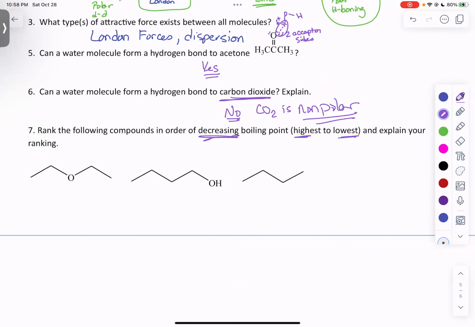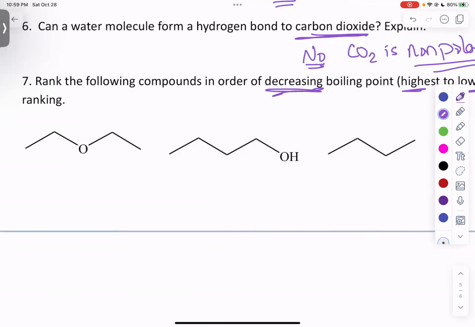Okay, rank the following compounds in order of decreasing boiling point from highest to lowest and explain your ranking. Okay, so let's kind of think about this. When I want to talk about boiling point, I want to talk about intermolecular forces. So let's classify these as being polar, non-polar, and then what kind of attractive forces they have. So the first one is an ether. Remember, an ether is ROR.